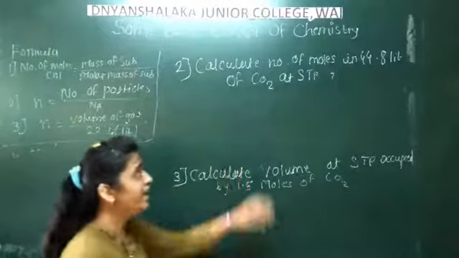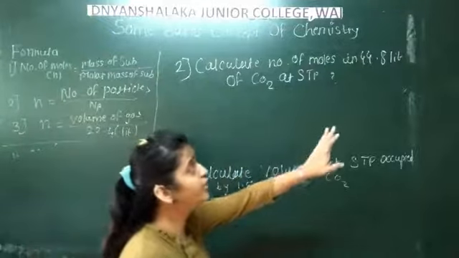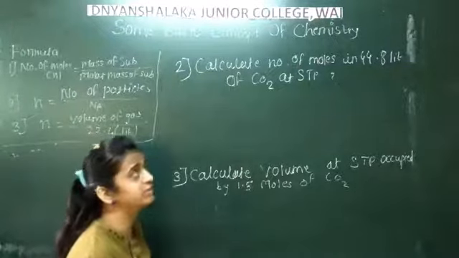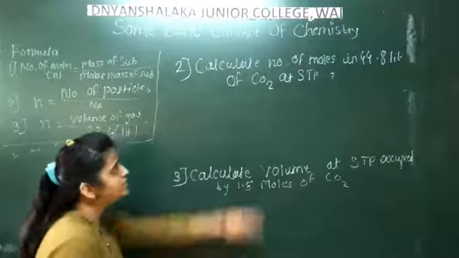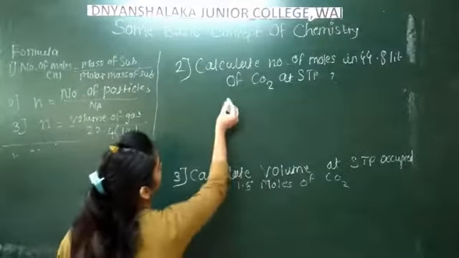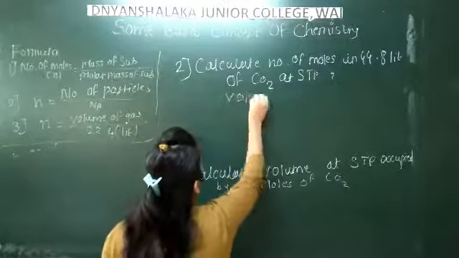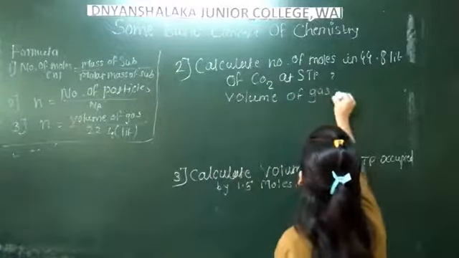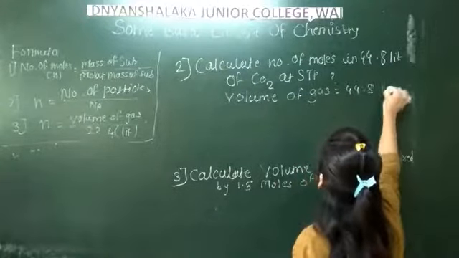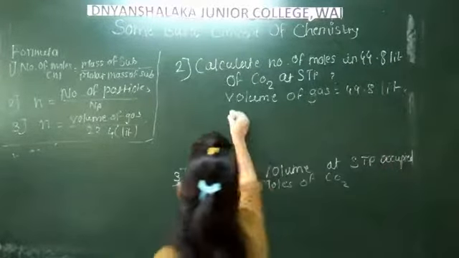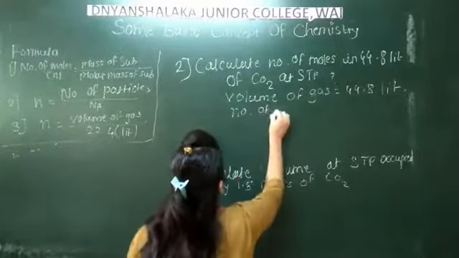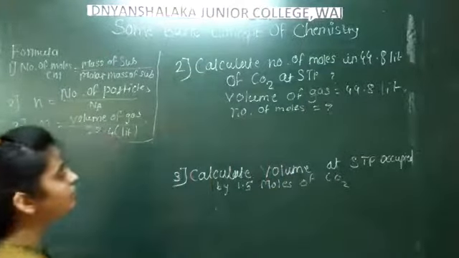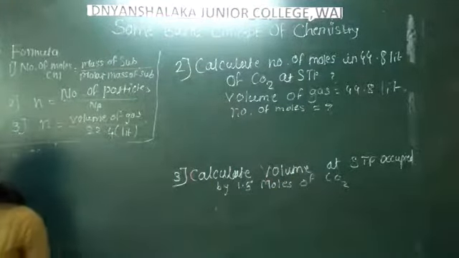Second example, calculate the number of moles in 44.8 liter of CO2, carbon dioxide, at STP, means standard temperature and pressure. In this question we are given the volume of gas, 44.8 liter, and we have to calculate the number of moles at STP, means standard temperature and pressure.